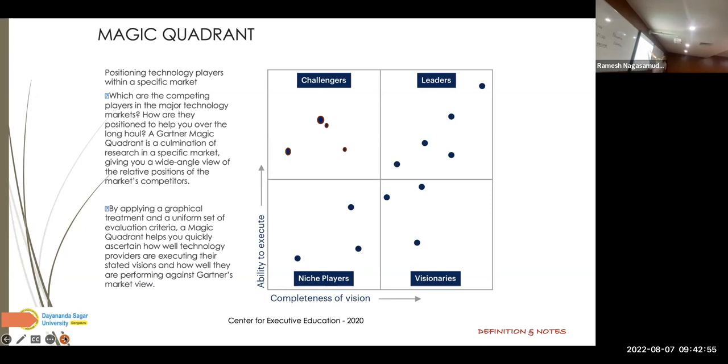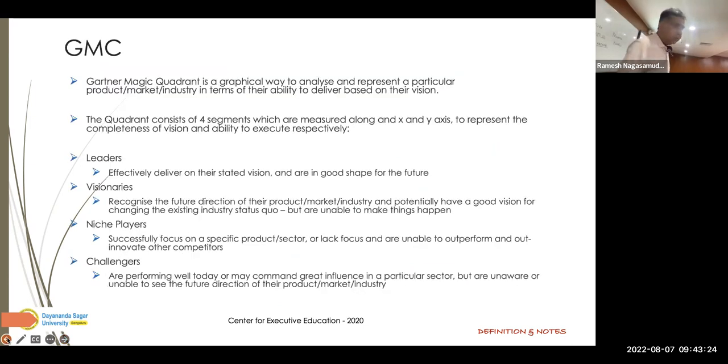So challengers are always those who have a great ability to execute, but they're not really inclined in that market. So this gives any person who really wants to analyze a company in a sector an easy way to put them up in a magic quadrant. So what are the characteristics of a leader? We'll look at it here.